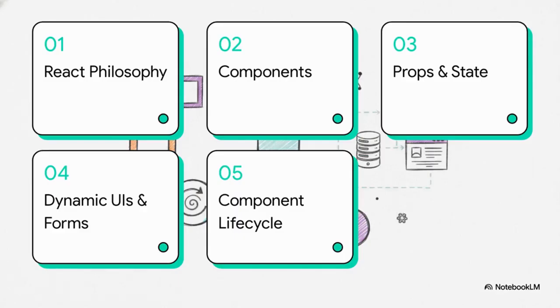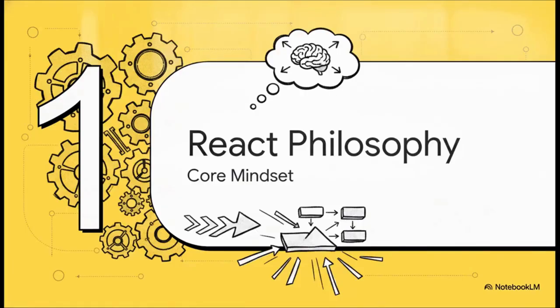Okay, let's look at our roadmap for today. First, we'll cover the React philosophy. Second, building blocks, components. Third, data flow, props and state. Fourth, dynamic UIs and forms. And finally, the component lifecycle. Let's get right into it. Starting off with Section 1, the React philosophy.